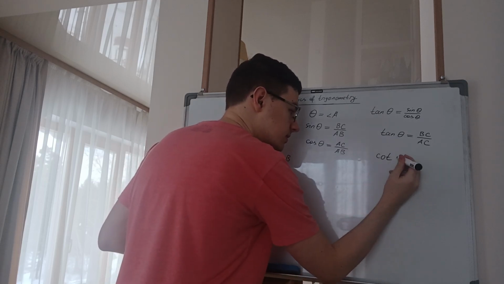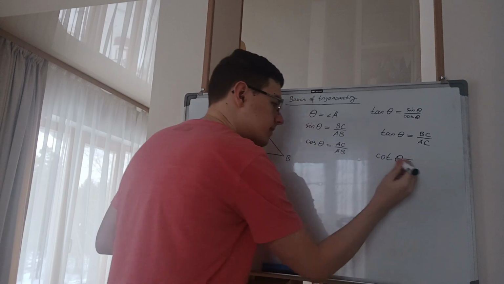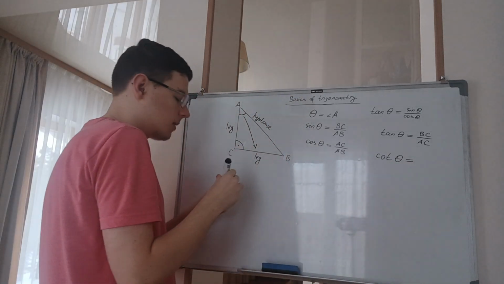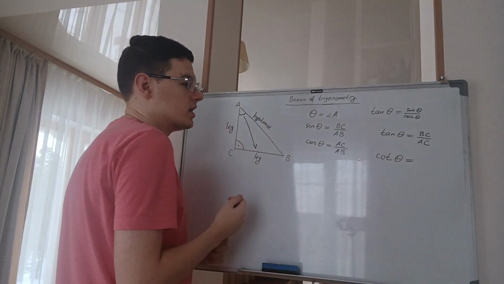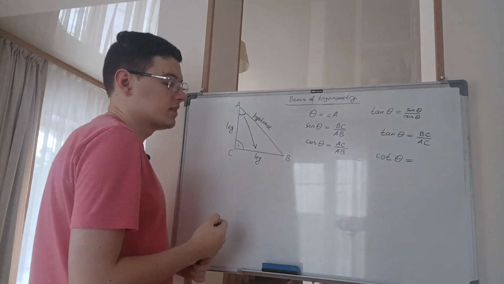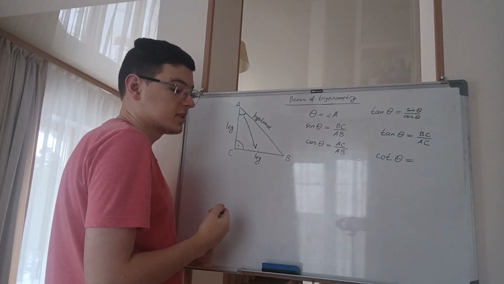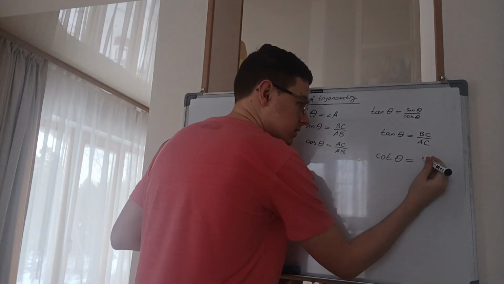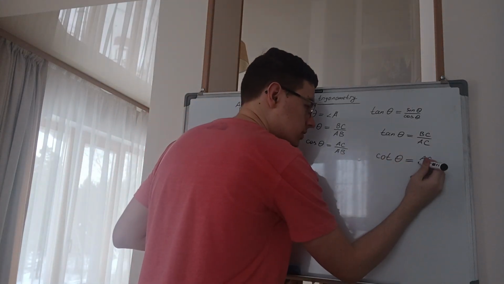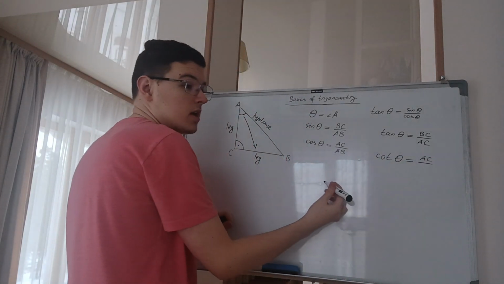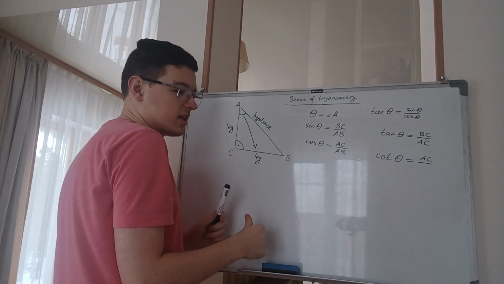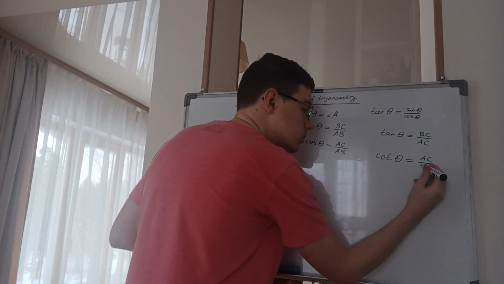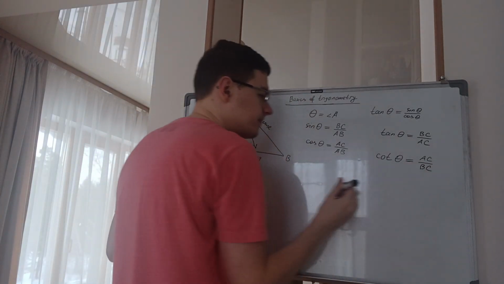it's the cotangent of theta. It is the reciprocal function of tangent. That means that the cotangent of theta is the ratio of the adjacent leg, which for the angle A is AC, to the opposite one. The opposite one is BC.